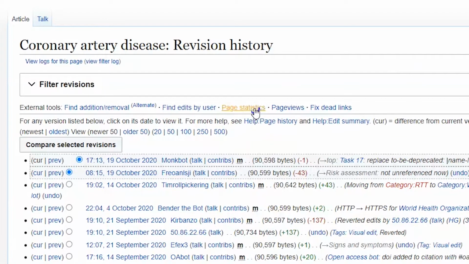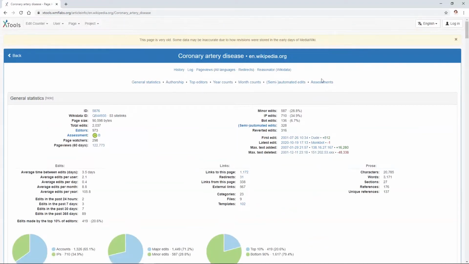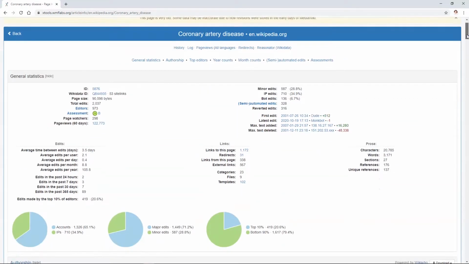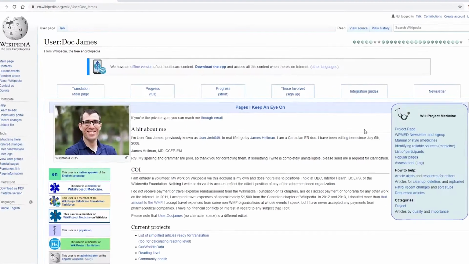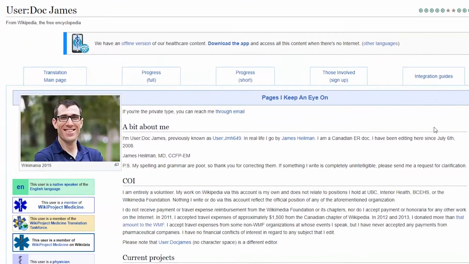When assessing Wikipedia pages, which can have hundreds or even thousands of authors, one thing you can try is using the Page Statistics feature on the View History tab to see if there are specific users who are responsible for a large amount of that page's content. Here, a user called Doc James has written the largest portion of this page. Clicking on the username takes you to their profile page, where you can see this user says he is an emergency medicine doctor, and you can review this information to see how authoritative he might be to write on this topic.